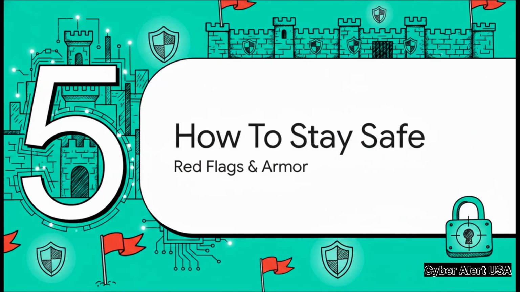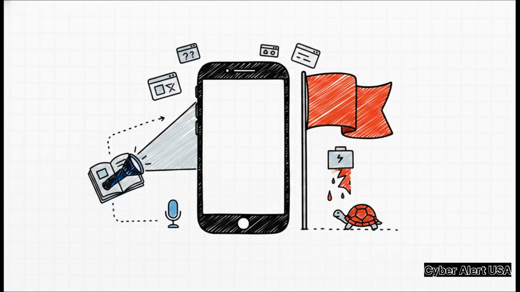Finally, Section 5. How to stay safe, red flags, and digital armor. Let's talk about how to identify these threats before it's too late. Here are the critical warning signs you absolutely need to watch for. First and foremost, an app asking for way too many permissions.